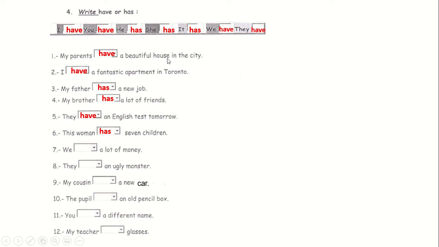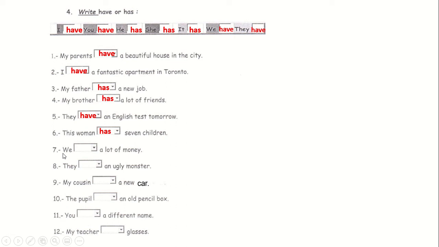So a beautiful house, no, we don't look at a beautiful house. We don't look at fantastic apartment, a new job, a lot of friends. No, we don't look at these words, but we look at the words that come before have or has, the subject, the doer of the action, الفاعل.